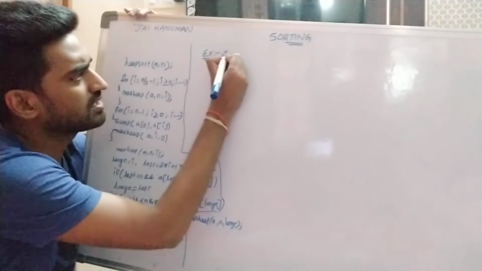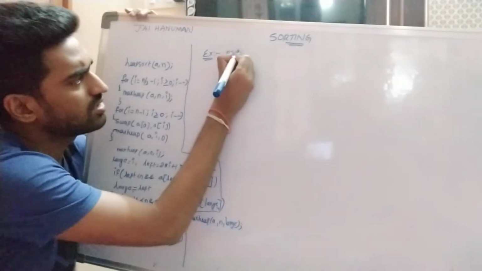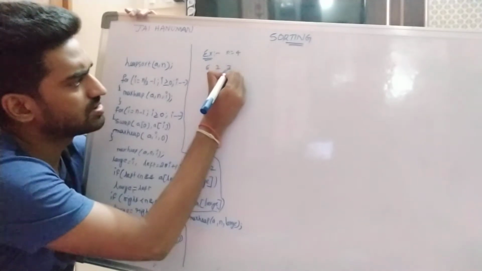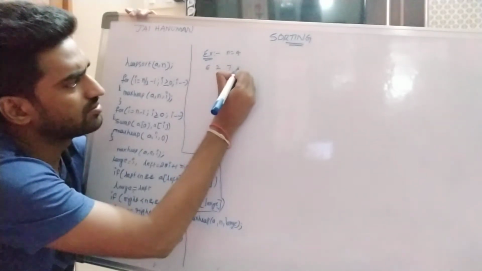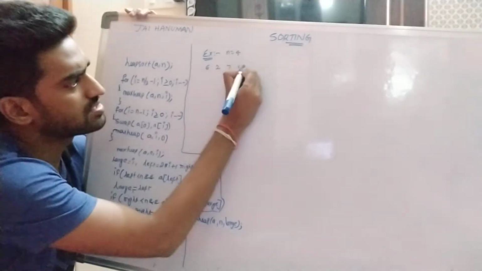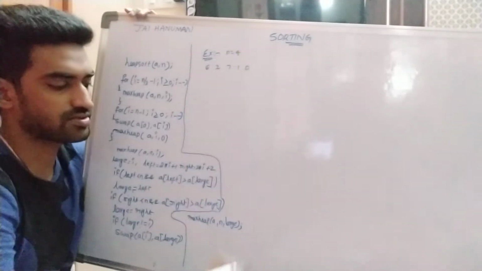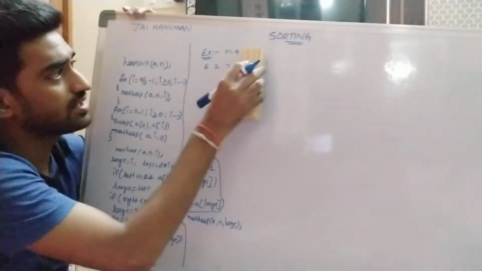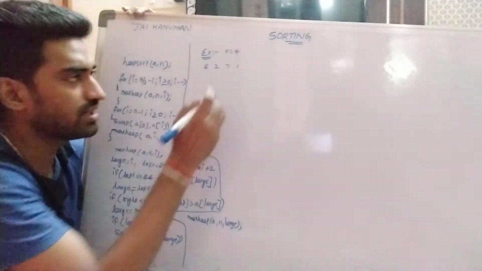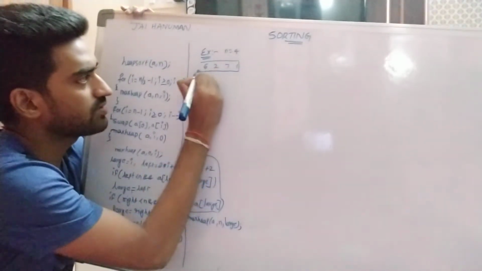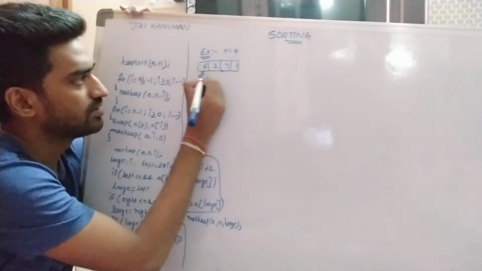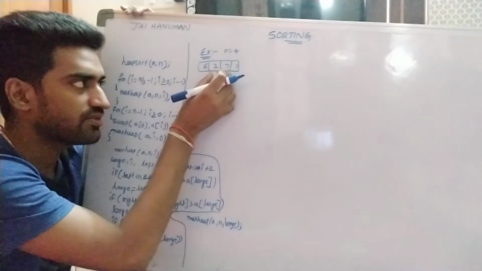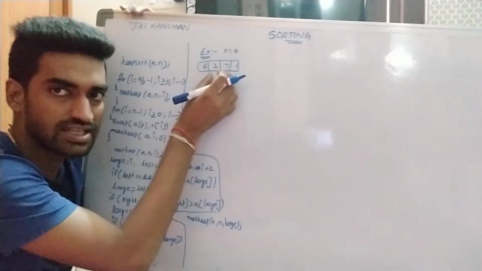So here I am taking one array. n is equal to 4, and the array is 6, 2, 7, 1. So n is 4 now, and this is our array. Here our aim is to sort all the elements in ascending order using the heap sort mechanism.